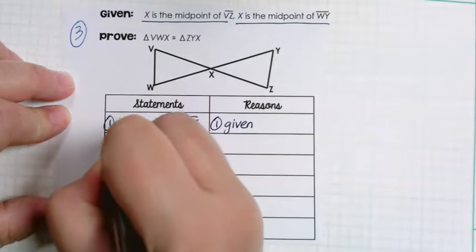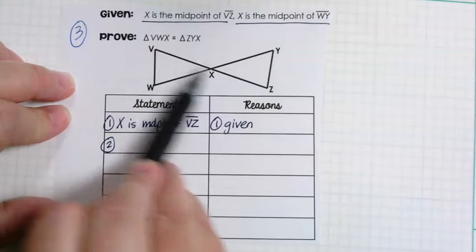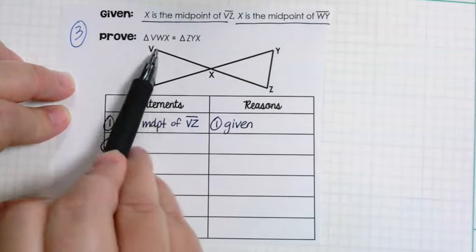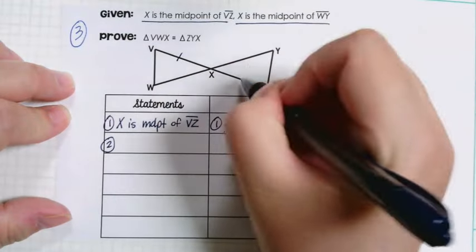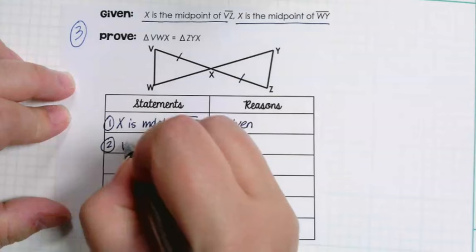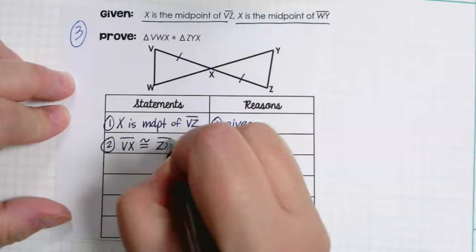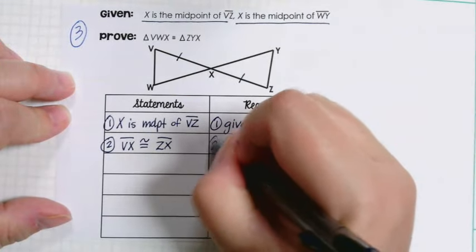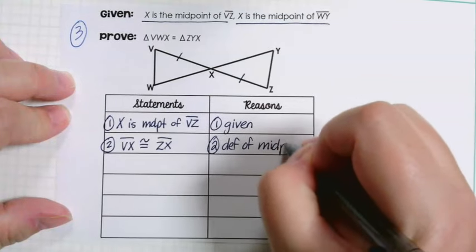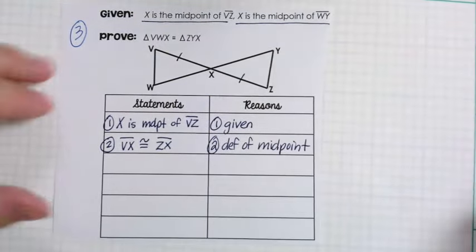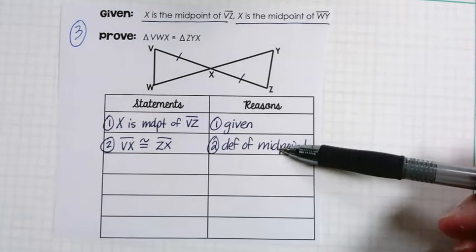And then what that means, I need to look at the picture. Here's X, here's VZ. For X to be the midpoint of VZ means the two pieces on either side of X are congruent. So that's what it means. And when that's what it means, that's what means? Midpoint. So definition of midpoint. So there's that two-step process, saying that it's the midpoint and then saying what that means in terms of congruences.